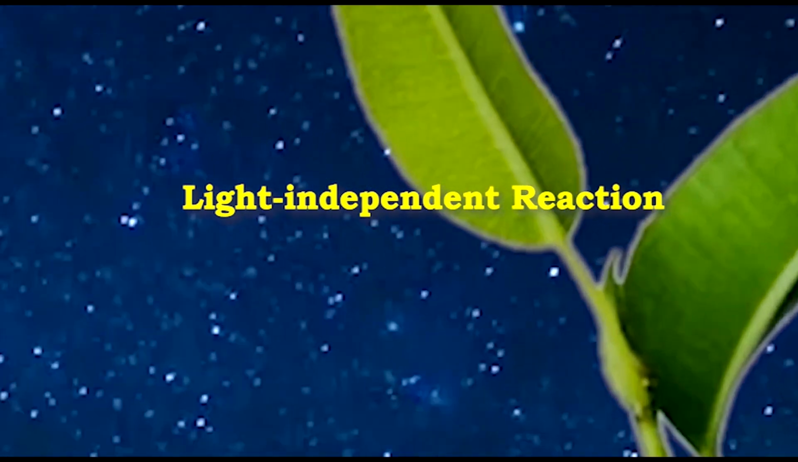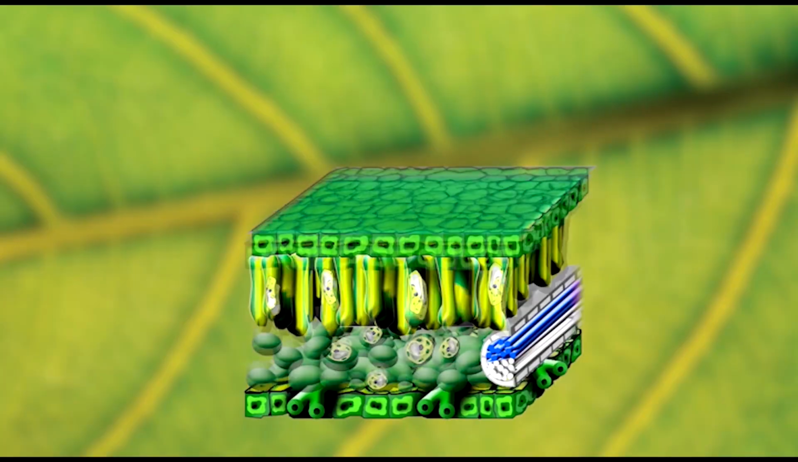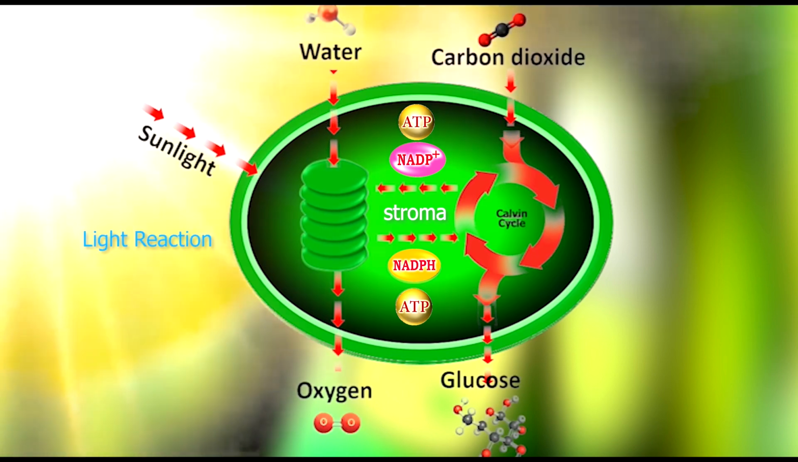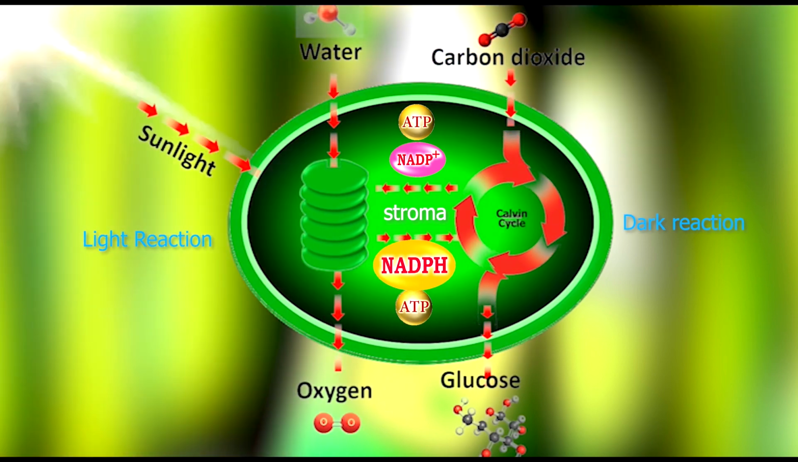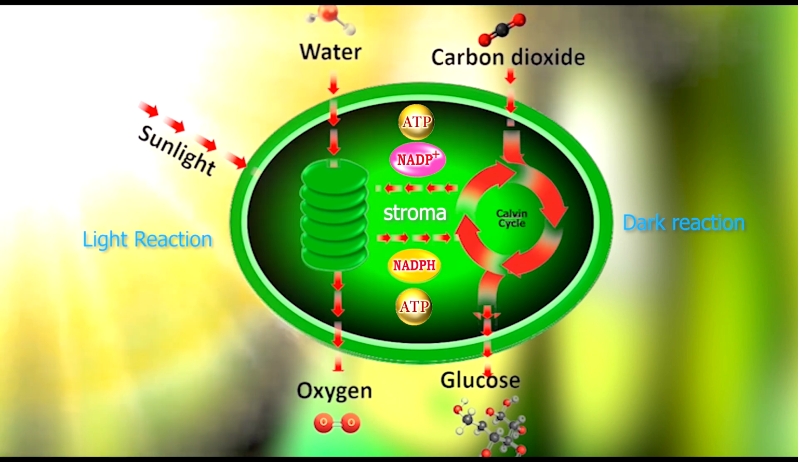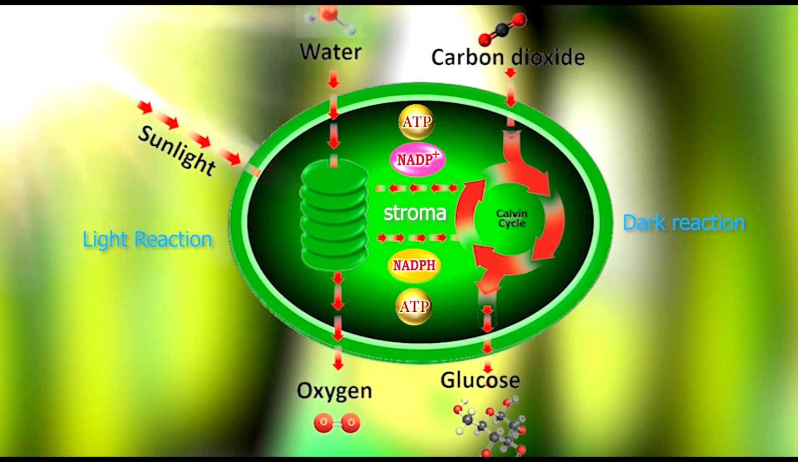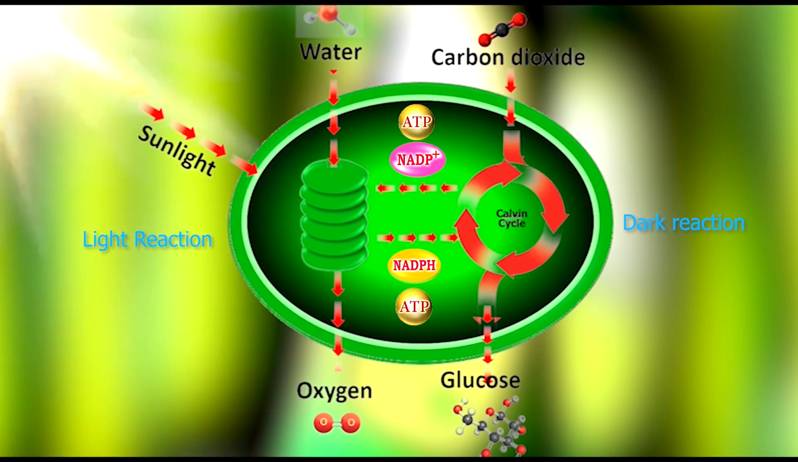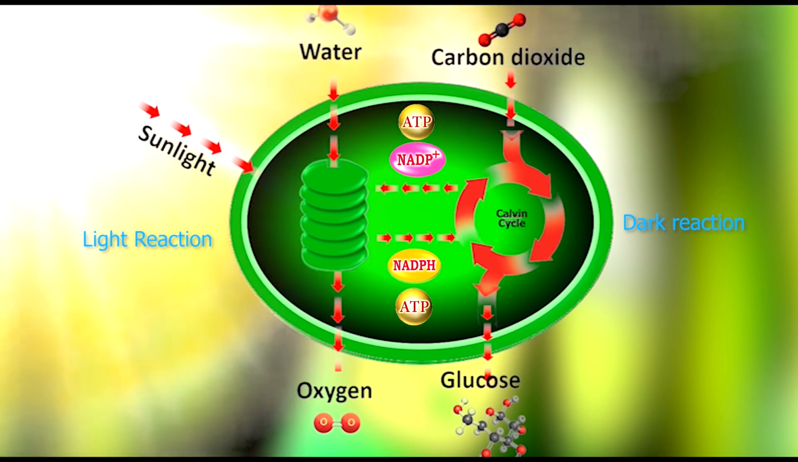Light-independent reaction, or the dark reaction. The light-independent reaction, or Calvin cycle, happens immediately in the stroma after the light reaction produced ATP and NADPH. The dark reaction occurs even without light. Instead, it uses products from the light reaction. It is the stage where carbon dioxide is converted into sugar.